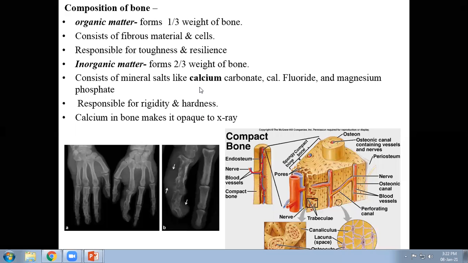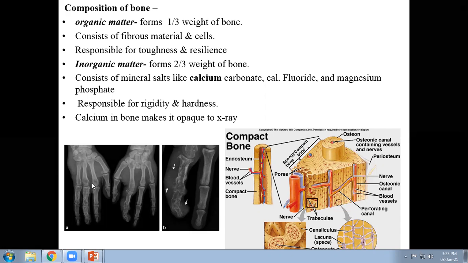Now, the presence of calcium in the bone will give you a feature that is radio opacity. The bones are radio opaque. When X-rays are passed through the bone, since it has a lot of calcium, it does not allow the X-rays to pass through. That is the reason it can be seen in the X-ray film.